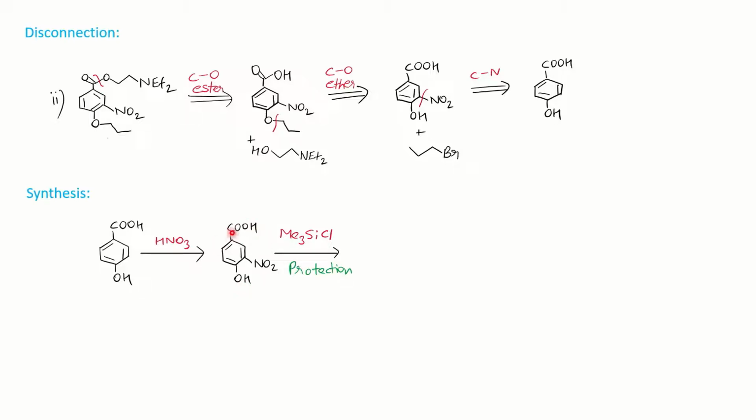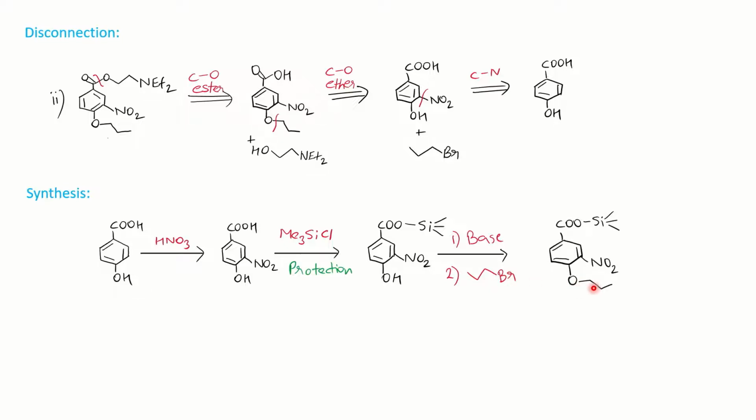So we will first protect this COOH group in the presence of trimethylsilane, TMS. So protection will be there. Once it is protected, then this OH is free to react with your alkylating agent in the presence of base, and you can do the O-alkylation. And once the reaction is completed, you can deprotect it in the presence of ethanol and get back your COOH.